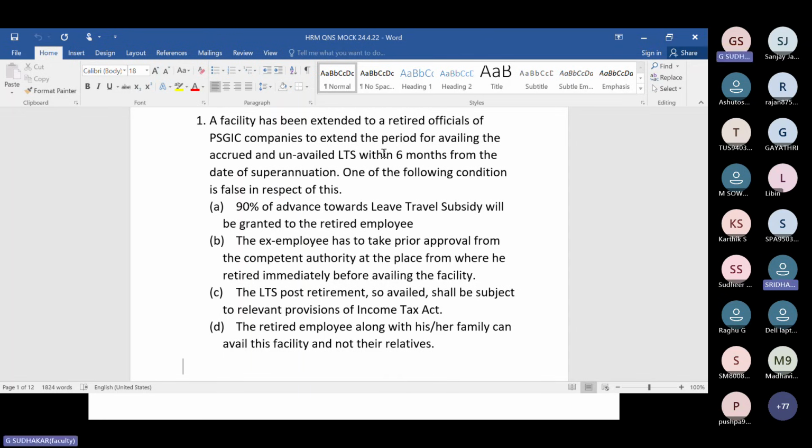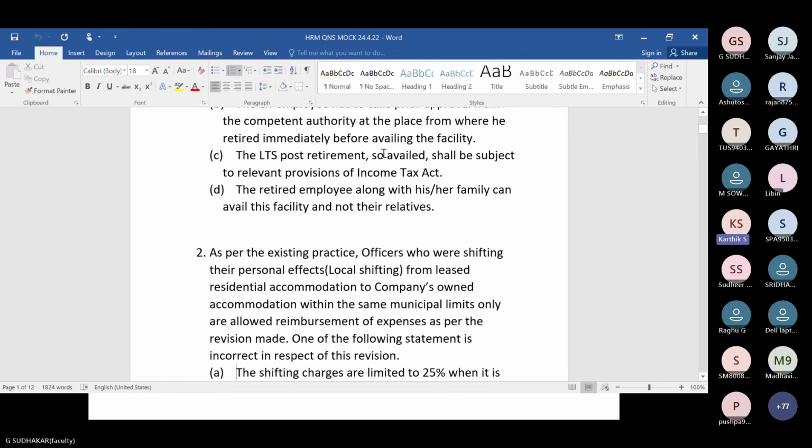Somebody told 4D. A retired employee along with his family can avail it, but not their relatives. That is correct. Only A is wrong. Advance cannot be taken. Good, very good. Sir, there must be a special mention about C also: the income tax provision post retirement. Yes, so the benefit availed shall be subject to relevant provisions of the Income Tax Act. I have just mentioned it. The statement is correct.